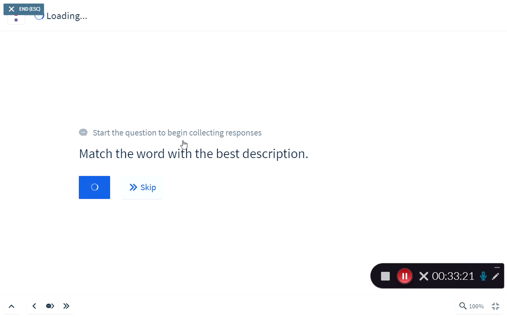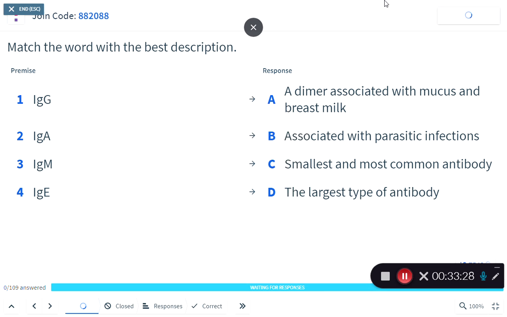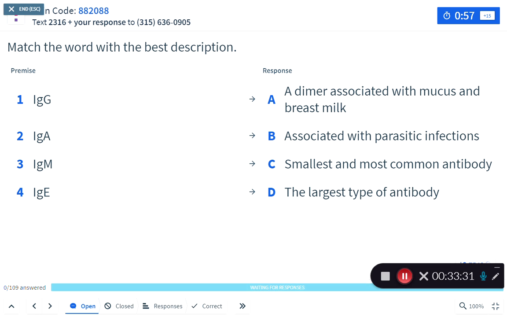And this is kind of an awkwardly placed review question. I'll cover that. But the kind of immunoglobulin with best description associated with its function. So we have those immunoglobulins, those different kinds of antibodies that are being produced. Which is which?